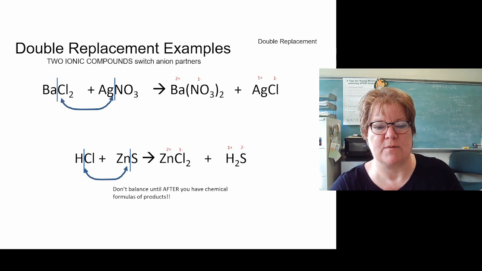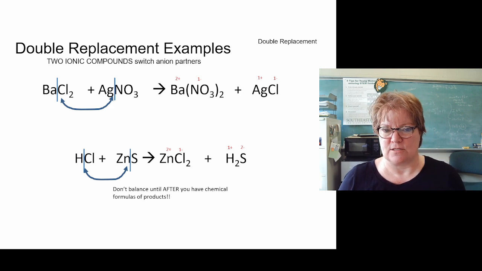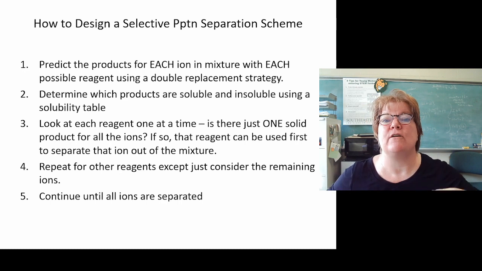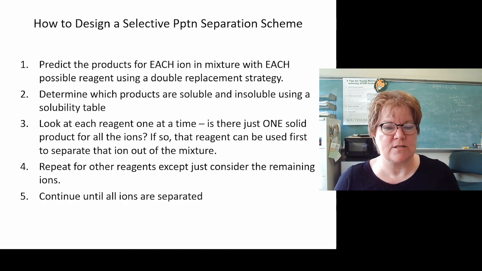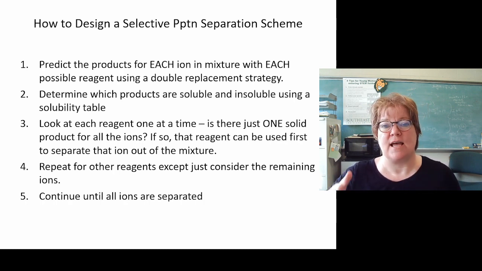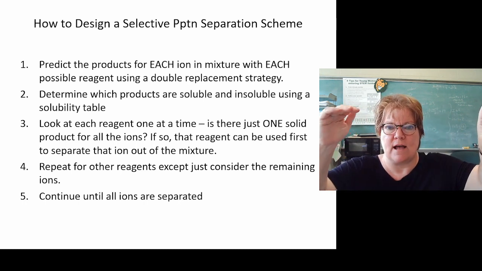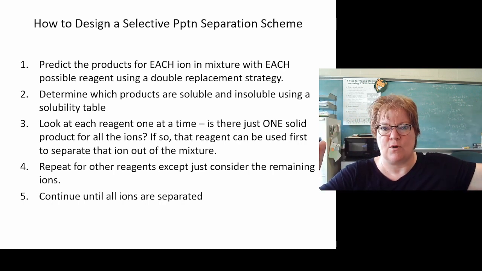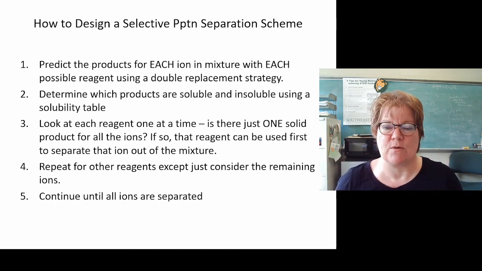Let's go through a specific example. And this is just showing you a couple of examples of double displacement reactions. But again, let's talk about how you design a scheme. So I've got some ions, I've got some reagents. So the first step is that you're going to predict the products for every possible combination, every ion in the mixture with each reagent. So I'll start with reagent 1. What does ion 1 do? What does ion 2 do? What does ion 3 do? So I get 3 possible products. Then I do the same thing for the second reagent, and same thing for the third reagent, until I have used up all my reagents and all my ions.